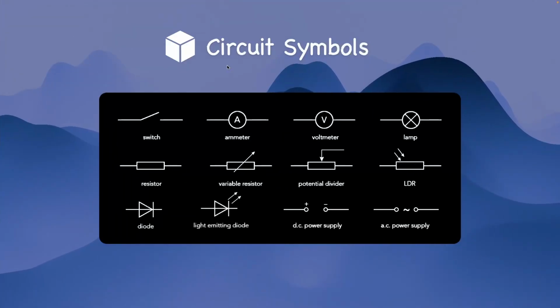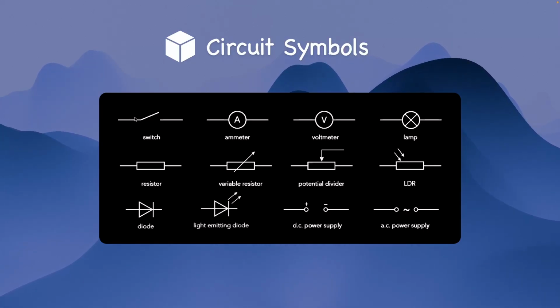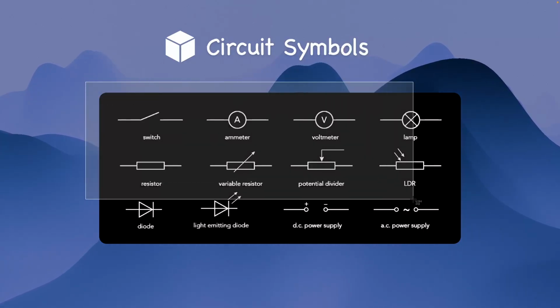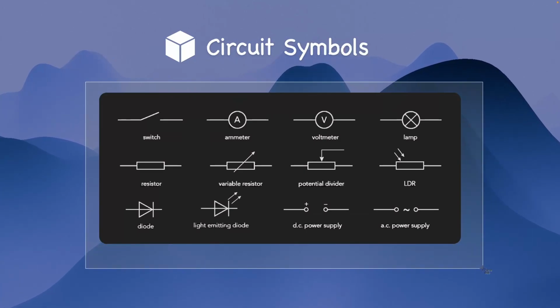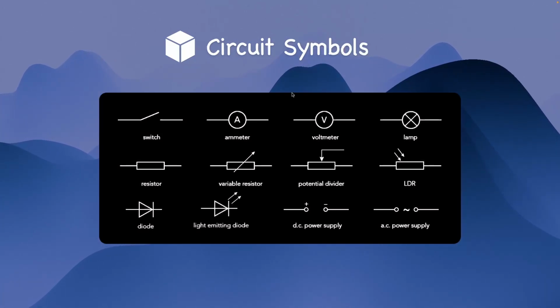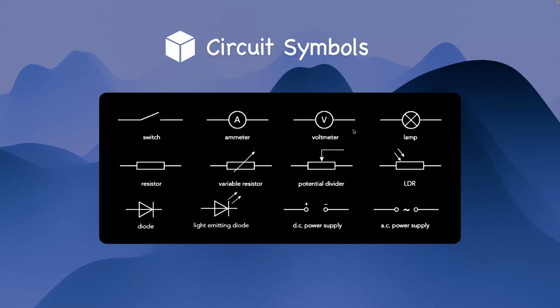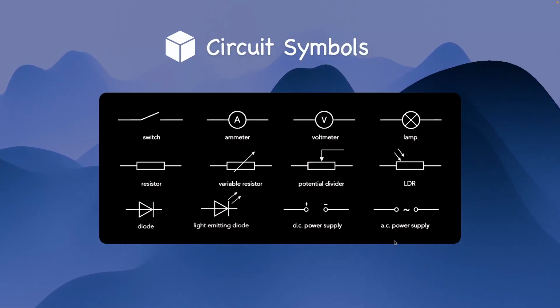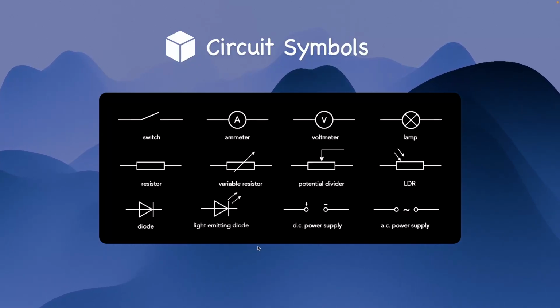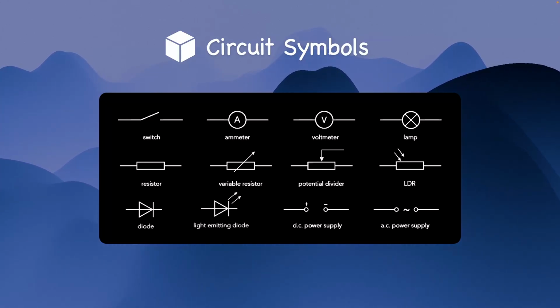Okay, next up we have our circuit symbols, which you certainly have to know for your IGCSE physics examination. Have a good look. We have ammeters and voltmeters, which are probes. We have all of these components, lamps, LEDs, resistors, that we're going to be using in our circuit diagrams.